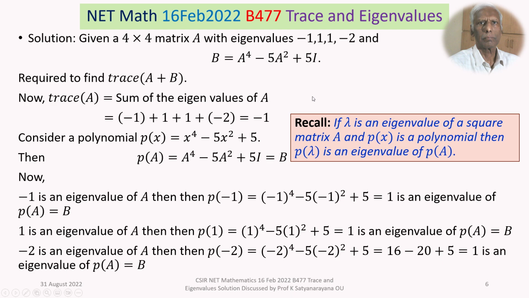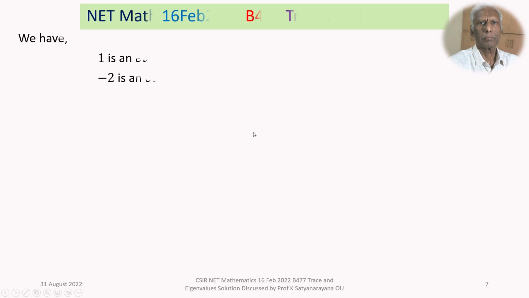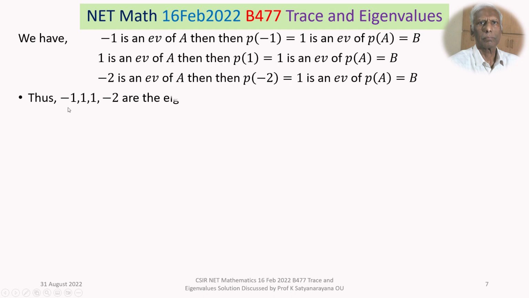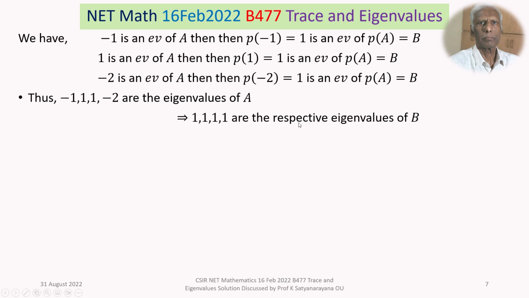So for minus 1 of A we get the eigenvalue 1 for B. For 1 of A, we get the eigenvalue 1 of B. Again for 1, you will get 1. For minus 2, we will get the eigenvalue 1 for B. So we continue to the next slide. That's what we have done so far. Thus, minus 1, 1, 1, minus 2 are the eigenvalues of A. This will imply 1, 1, 1, 1 are the respective eigenvalues of B, which we have already seen.